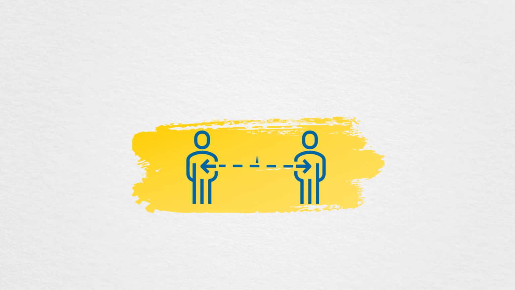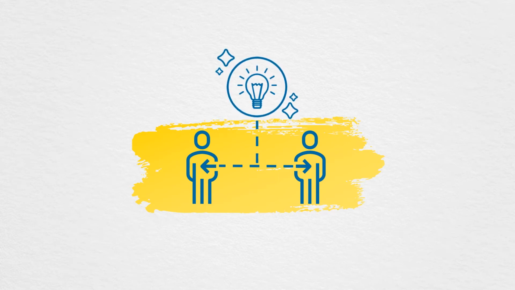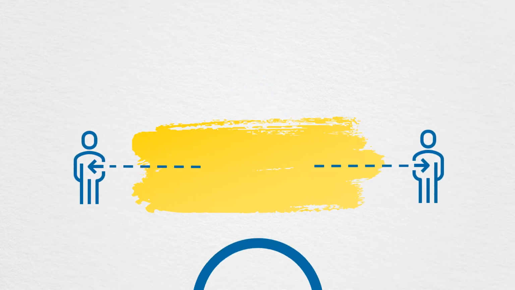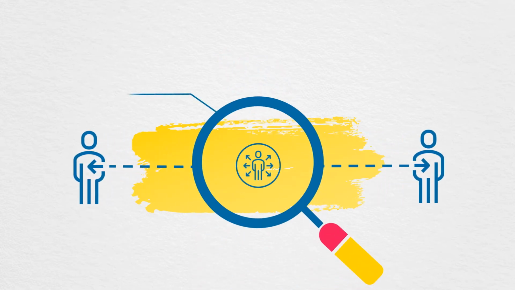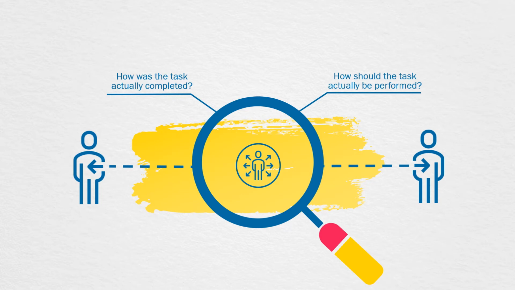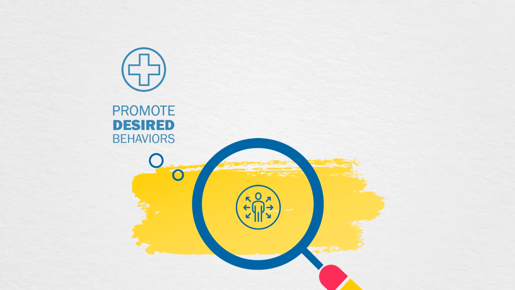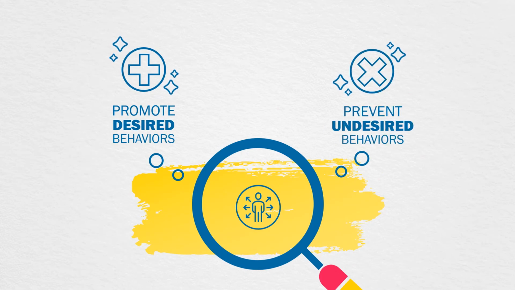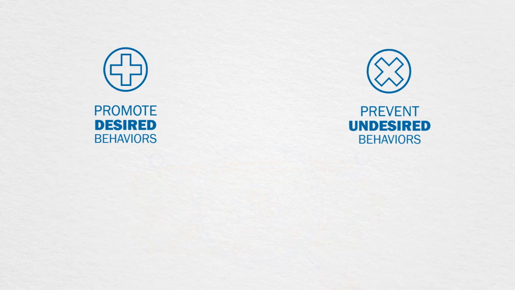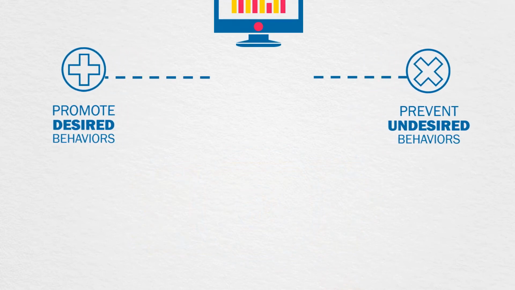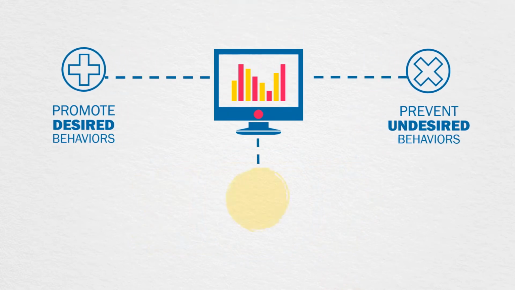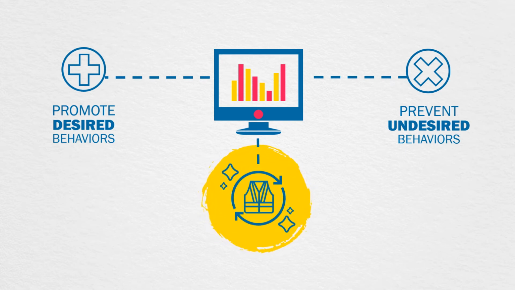Observers and observees benefit from observation, as both gain knowledge related to proper task performance. We observe actual behavior versus intended behavior, answering, how is the task actually completed, and how should the task be performed? Observations help promote desired and prevent undesired behavior. And when coupled with data obtained from incidents, hazards, inspections, and audits, we are able to affect real safety culture change.